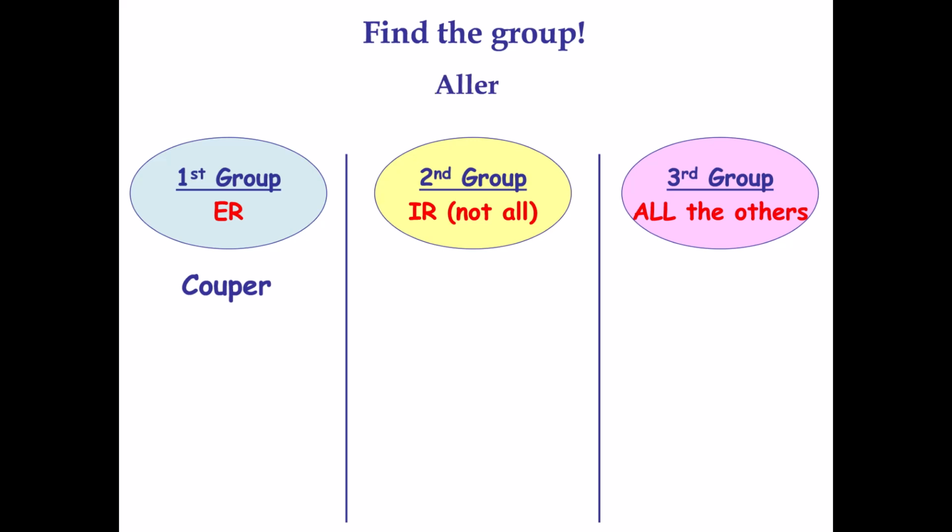What about aller, to go? Aller ends with ER, but as we saw, aller is the only verb ending with ER that doesn't belong to group 1. It's an irregular verb. It changes a lot when you conjugate it. Like for instance, I go is je vais, so aller belongs to group 3.